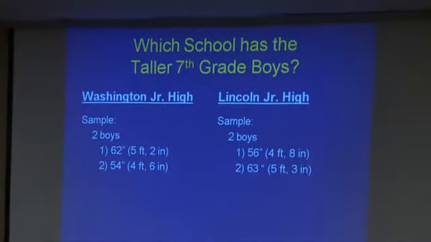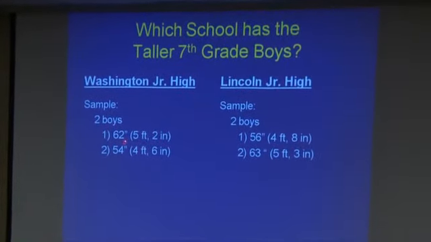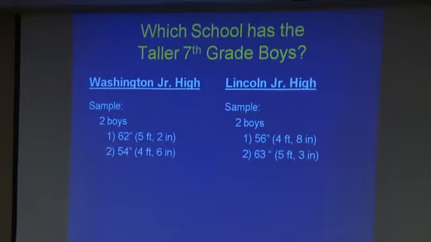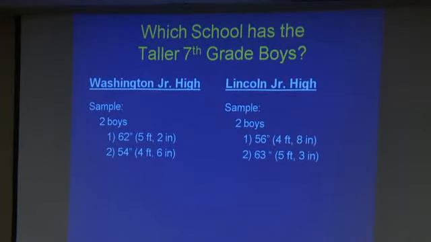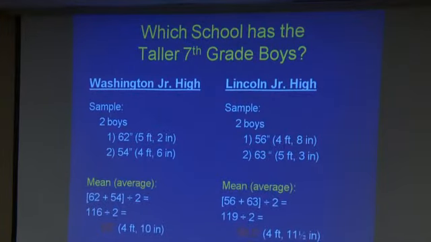Suppose I got the second boy in Washington Junior High who came out of the cafeteria that same day, and he's 54 inches tall. So this is kind of consistent with Melissa's conjecture that maybe we got a taller kid at that school. And the second kid who comes out of the cafeteria at Lincoln Junior High, 7th grade boy, 63 inches tall. So we can calculate a mean or an average.